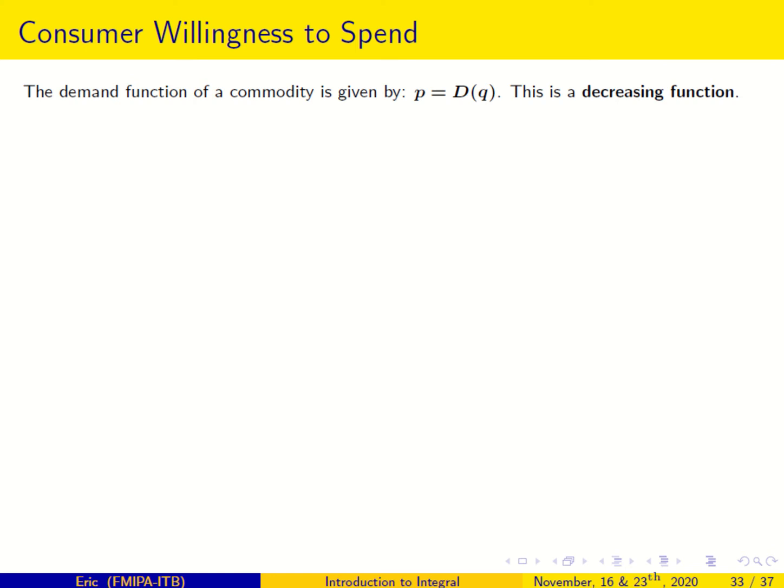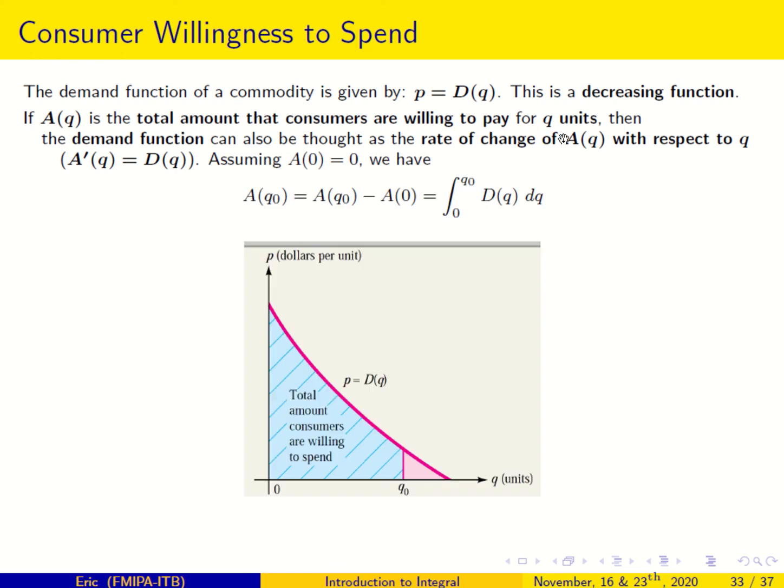Before we start, we are going to discuss consumer willingness to spend. The demand function of a commodity is given by P equals d(Q), which is a decreasing function. If you want to buy Q0 units of a certain good, you have this unit price. But if you buy more than Q0 units, you expect a lower unit price. So this is a demand function, a decreasing function.